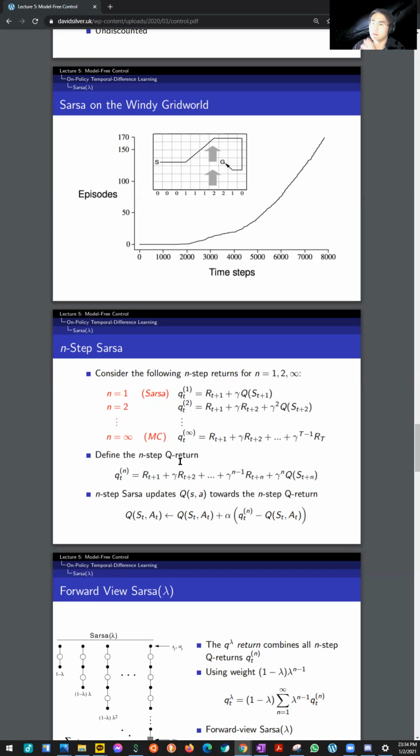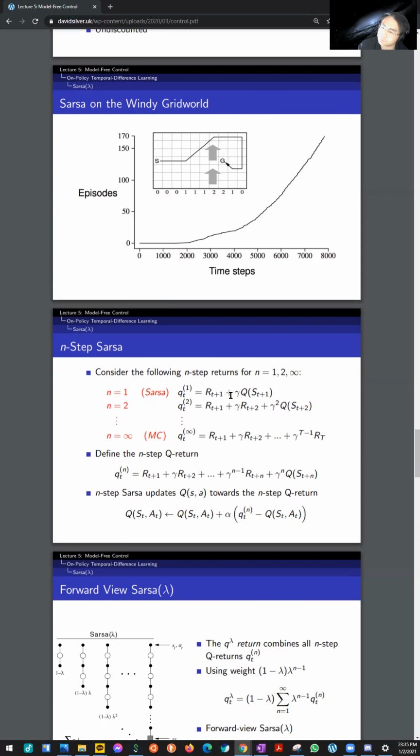If n is infinite, this is just for notation, but if n hits the termination time step, it's exactly the same as Monte Carlo. So this is again the trade-off between the temporal difference and Monte Carlo methods. SARSA is just a subcategory of temporal difference learning, an on-policy subcategory of temporal difference. Okay?